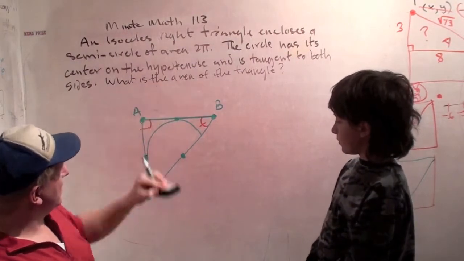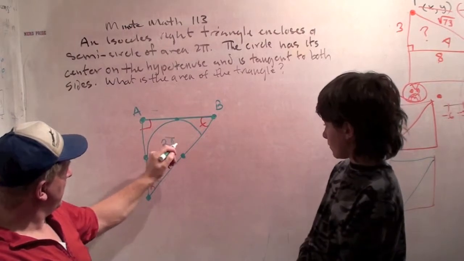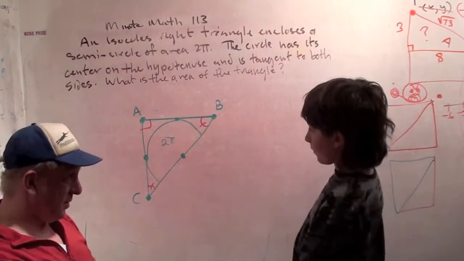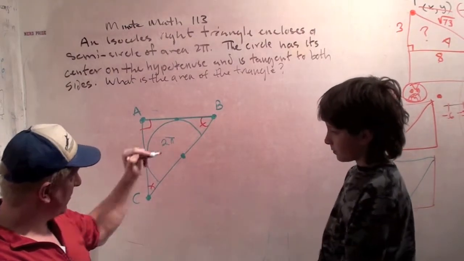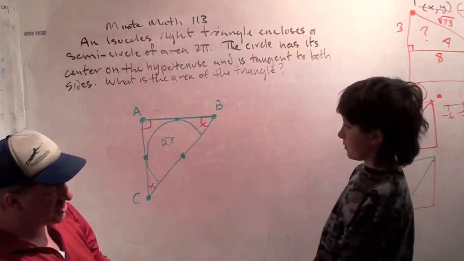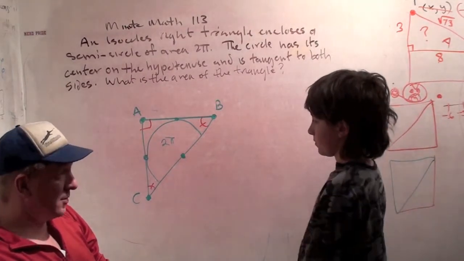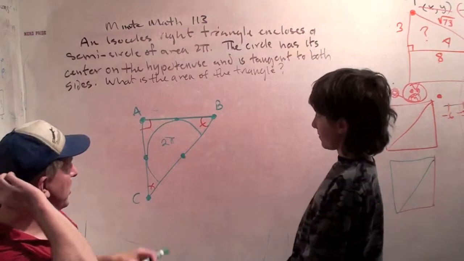Okay, so the question is, what's the area of the triangle? So we have the semicircle that has an area of 2 pi. We have this isosceles right triangle. And on top of all this, us not knowing a lot about geometry, only 20% of the people doing the test got this one right. So yeah, it's a tough problem.